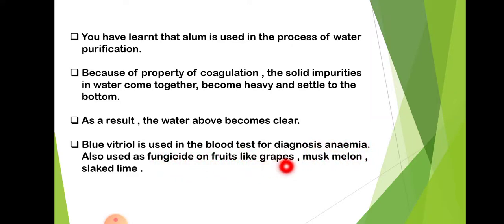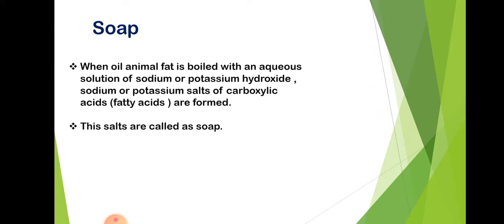Blue vitriol is also used in blood tests for diagnosis of anemia, and it is also used as a fungicide on fruits like grapes, muskmelon, sweet lime. Okay. Now soap. Soap is a very important topic and it is a very easy topic.